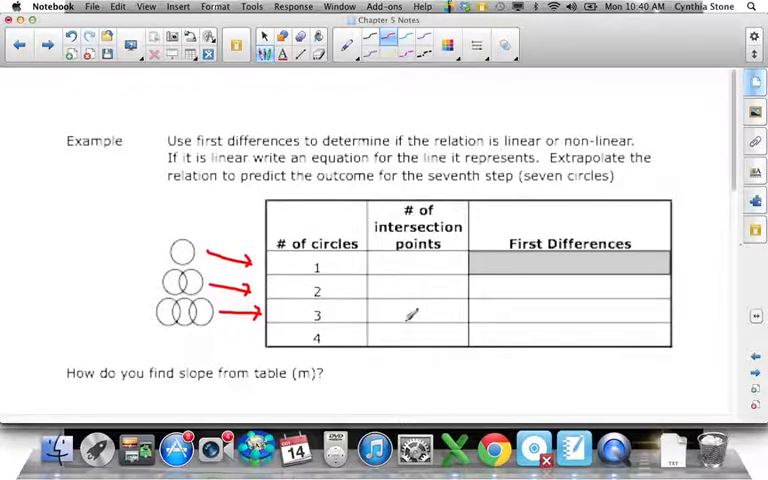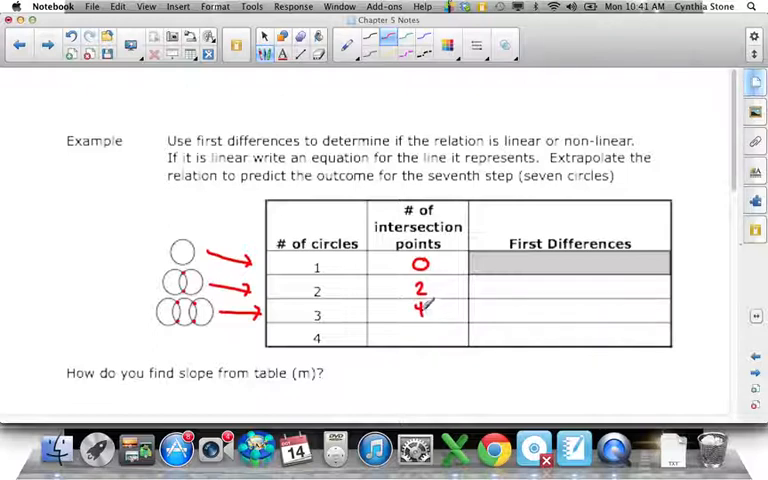Use first differences to determine if it's linear. Well, first we have to fill out the data table. Number of intersection points means, here it's easier to see on this one, here and here, where the two circles overlap. So when there's one circle, there's 0 intersection points. Where there's 2 circles, it's 1, 2 intersection points. This is an interesting question. Where there's 3 circles, you've got 1, 2, 3, 4 intersection points.